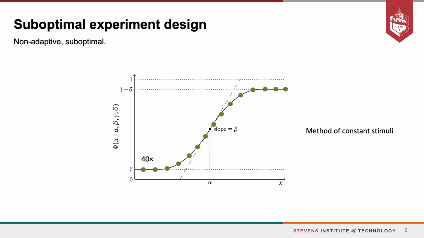Typically, you might have to collect 40 points per stimulus intensity. You might even have to do more, and it might take you, in our study, it might take us an hour to estimate threshold.